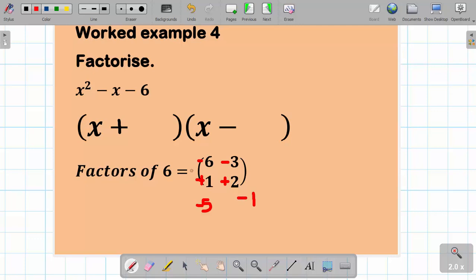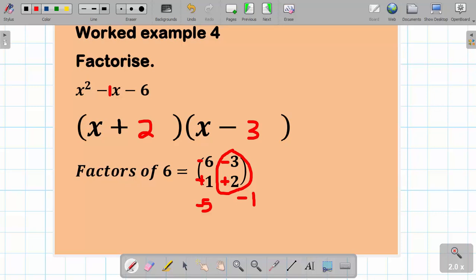Then I look at my middle term again. This is negative 1. Because of negative 1 here and here, it means this is the correct pair to be used. In other words, my answer is going to be x plus 2 multiplied by x minus 3.